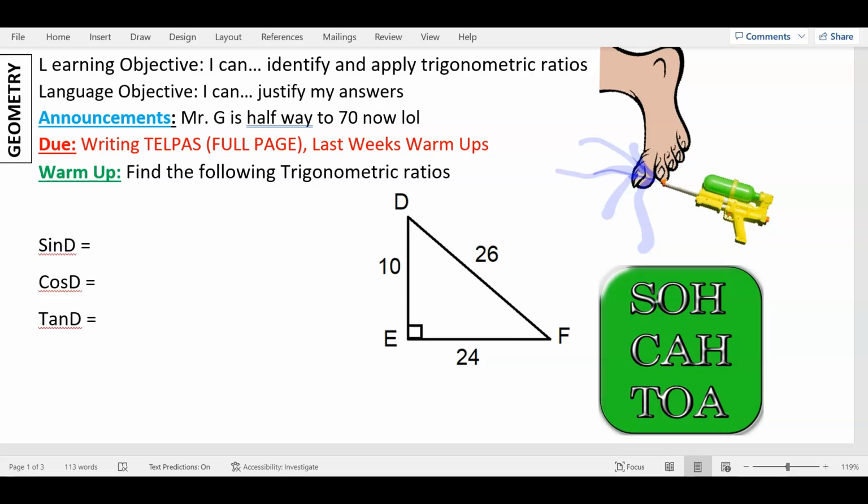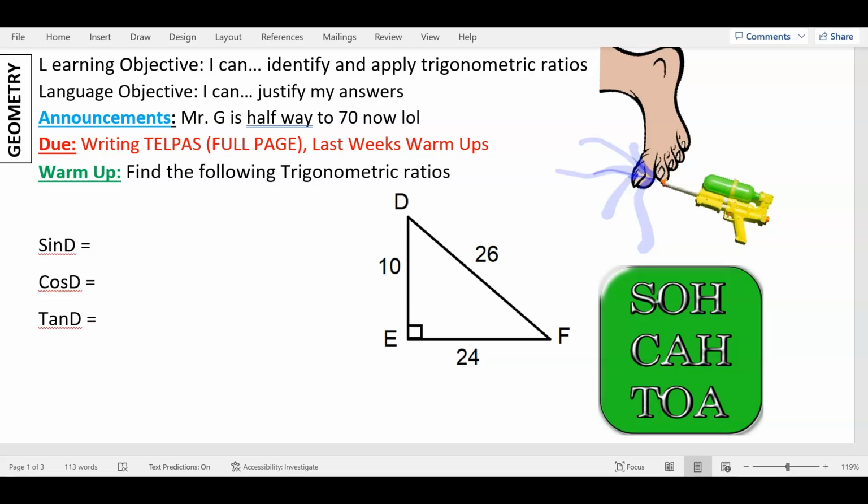And then what it means is S, C, and T are these words right here. Sine, cosine, and tan. Okay? And they're just fractions. Sine is OH, opposite over hypotenuse. C, cosine, is adjacent over hypotenuse. And tangent is opposite over adjacent.